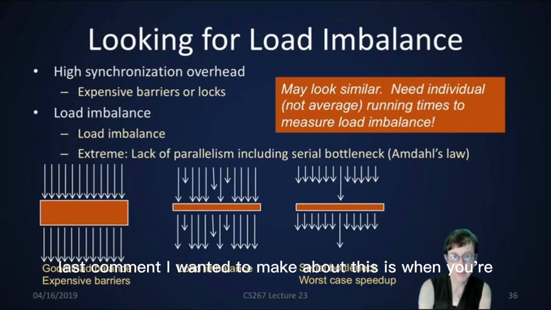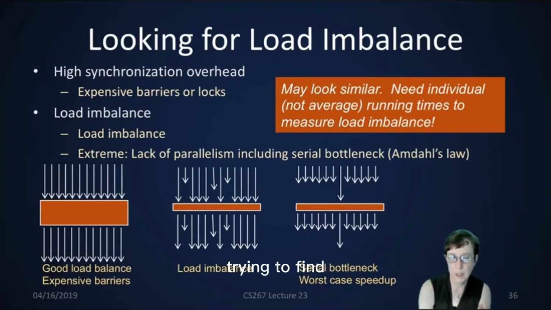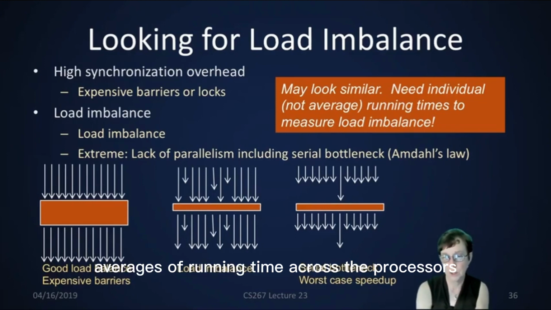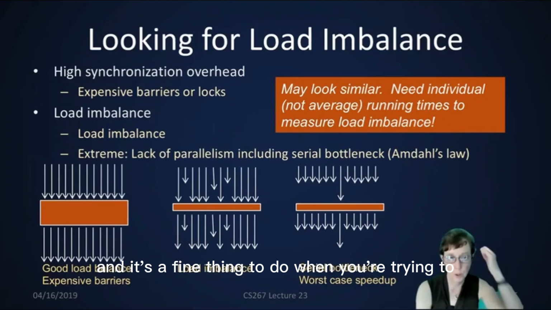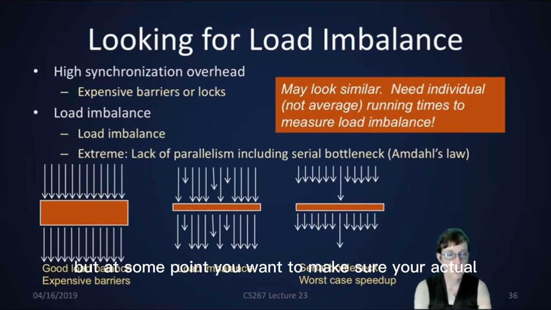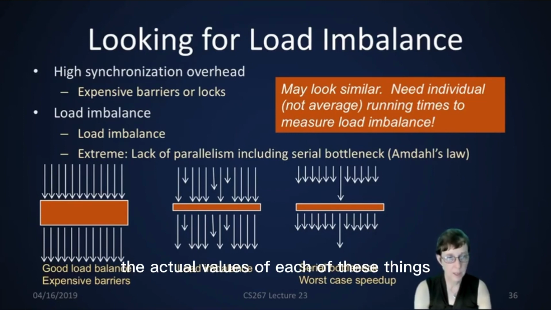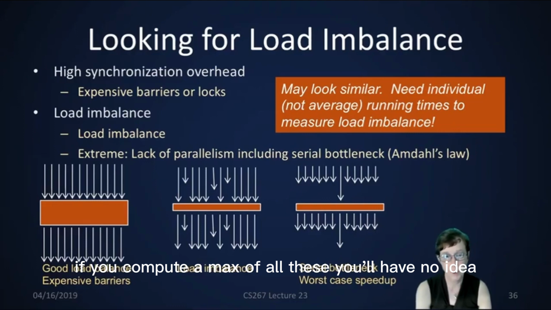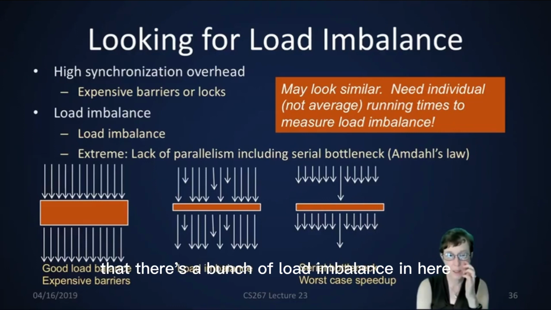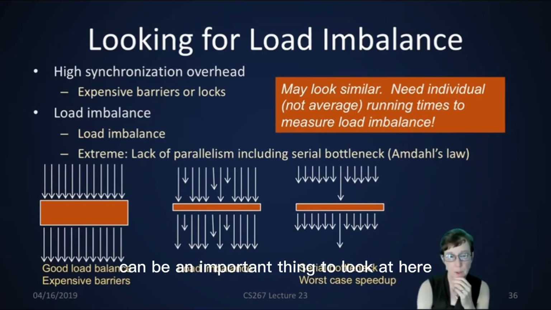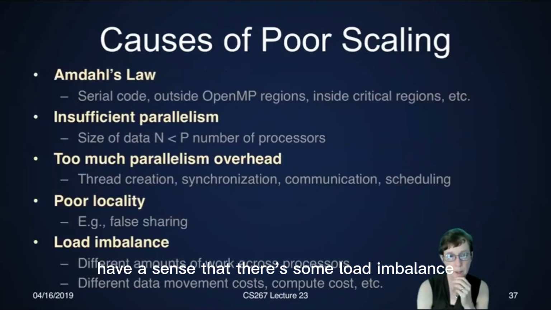But the last comment I wanted to make about this is that when you're trying to find load imbalance, you want to make sure you're not just computing averages of running time across the processors. That's very common, and it's a fine thing to do when you're trying to figure out how fast your code is going. But at some point, you want to make sure you're actually computing the actual values of each of these, because if you're computing an average, it'll blur all this together and make it very confusing. If you compute a max of all these, you'll have no idea that there's a bunch of load imbalance in here. So you really need to look at the individual values, like the min and the max, so you'll at least have a sense that there's some load imbalance.